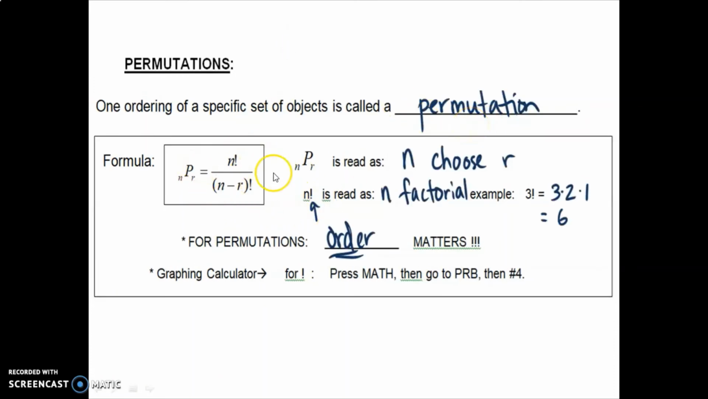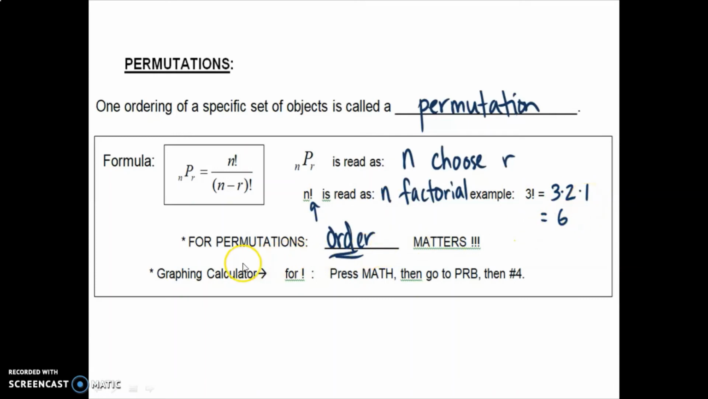Here is a formula for permutations. There are some new symbols there. Let's get acquainted with those. This means n choose r. Expanded, this formula is written as n factorial over n minus r factorial. All right, so again, this part we read as n choose r. This part is read as n factorial. A factorial is pretty simple. Here's how it works. If we have 3 factorial, that means 3 times 2 times 1.